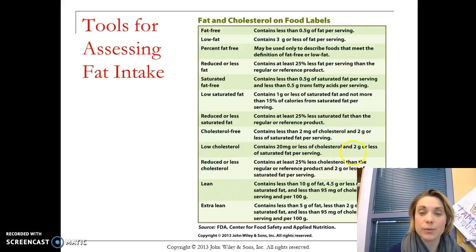Reduced or less cholesterol, we use that 25% rule again, 25% less than the original product. Lean if there's less than 10 grams of fat, 4.5 grams or less of saturated fat, and less than 90 milligrams of cholesterol per serving or per 100 grams, which is a little less than 4 ounces. So it's about 3.5 ounces. And then extra lean needs to contain less than 5 grams of fat, less than 2 grams of saturated fat, and less than 95 milligrams of cholesterol per serving and per 100 grams.